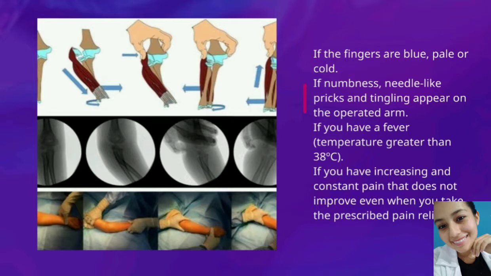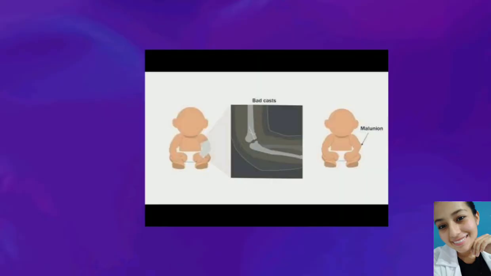Seek medical attention if the fingers are blue, pale, or cold. If numbness, needle-like pricks and tingling appear on the operated arm. If you have a fever with temperature greater than 38 C. If you have increasing and constant pain that does not improve even when you take the prescribed pain relievers.